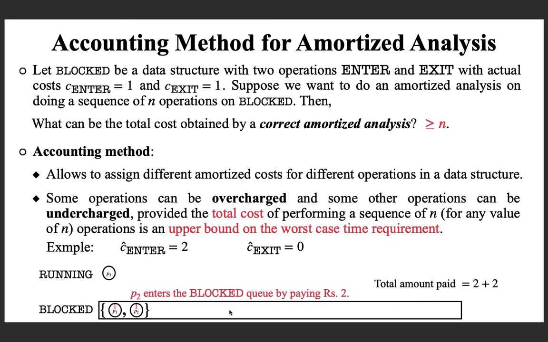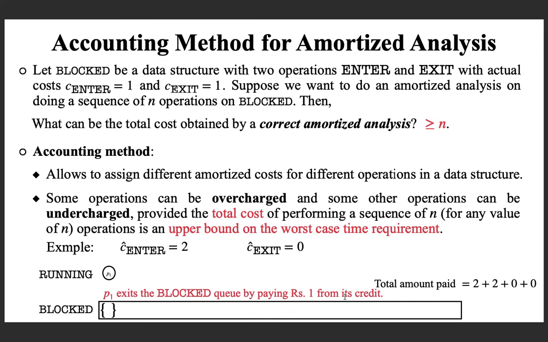As of now, the total amount paid is 2 enter operations. So the total amortized cost is 2 plus 2. Now suppose P1 gets out, sorry, P2 gets out of the blocked queue. Now you are assuming that you are not paying any extra amount, because the actual cost is 1 which was already there in its credit. So from the credit, P2 paid 1 rupee and comes out.